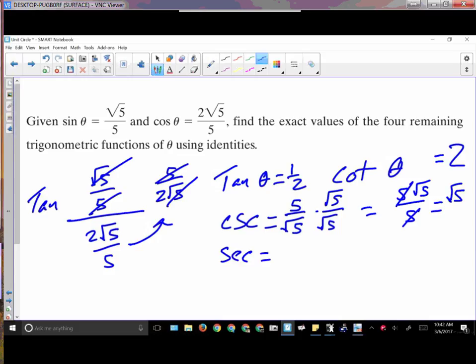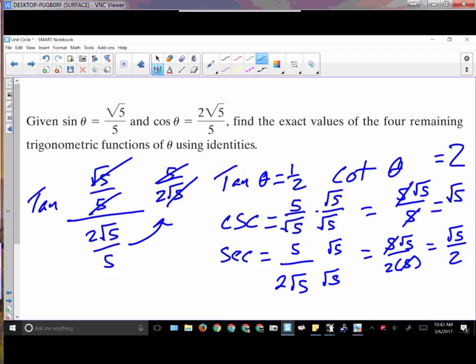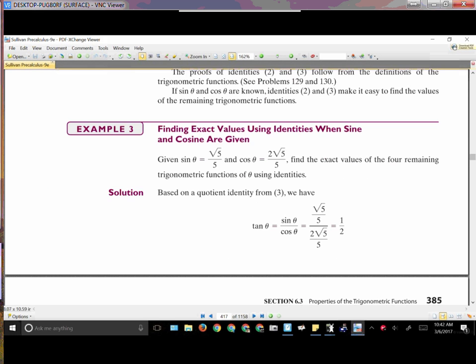Secant is going to be equal to the reciprocal of that, which is going to be 5 over 2 square root 5. Multiply again by the square root of 5 over the square root of 5. So that gives us 5 square root 5 over 2 times 5. The 5's cancel, so this turns out to be the square root of 5 over 2. It's not a bad thing to do, but you have to understand that we are always going to keep things in terms of exact measures. So, what else have we got here?